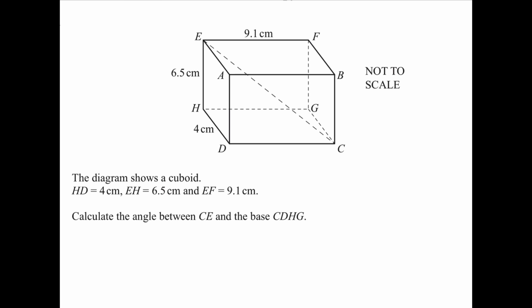Next step, it says that the diagram shows a cuboid, where HD is given as 4 centimeters, EH is given as 6.5 and EF is given as 9.1. It says calculate the angle between CE and the base CDFG. So basically to find this angle relative to this.